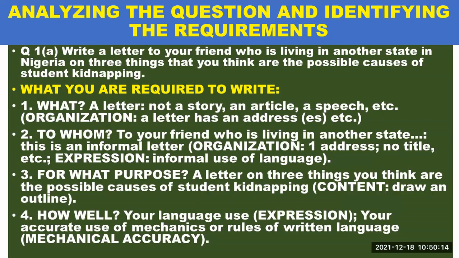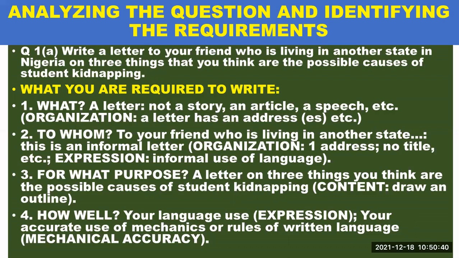Now, the question once again is as follows. Write a letter to your friend who is living in another state in Nigeria on 3 things that you think are the possible causes of student kidnapping. Now, what are you required to write? Number 1, you are required to write a letter, not a story, not an article, not a speech.